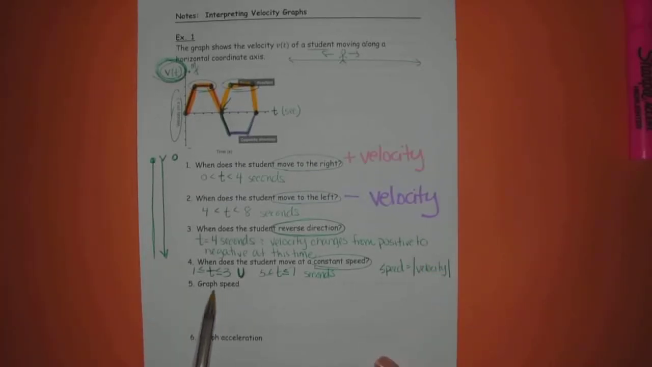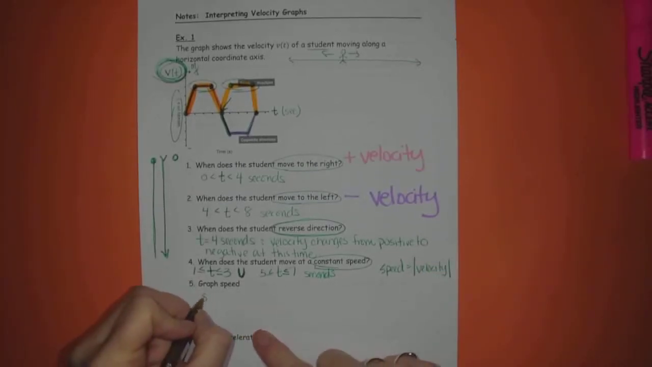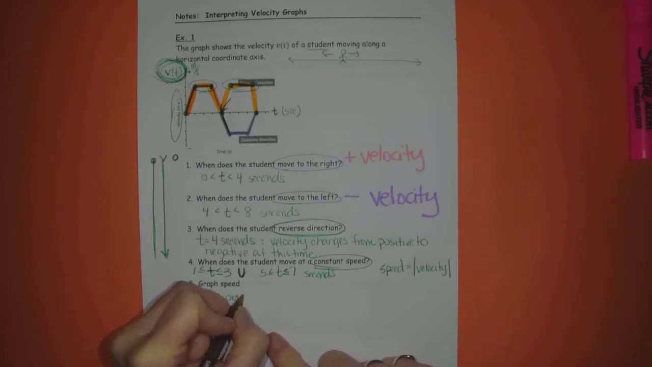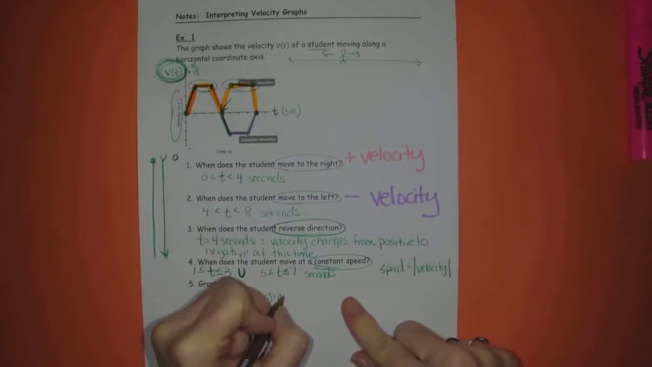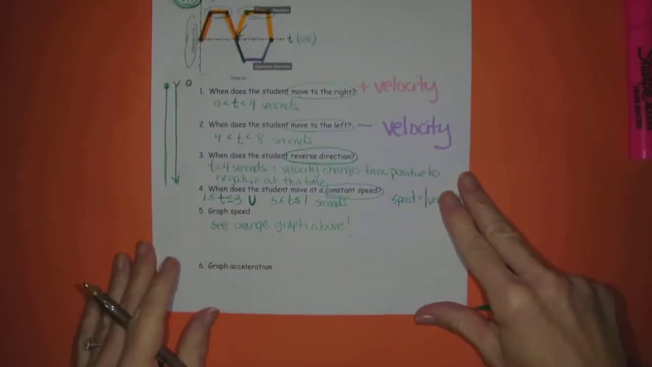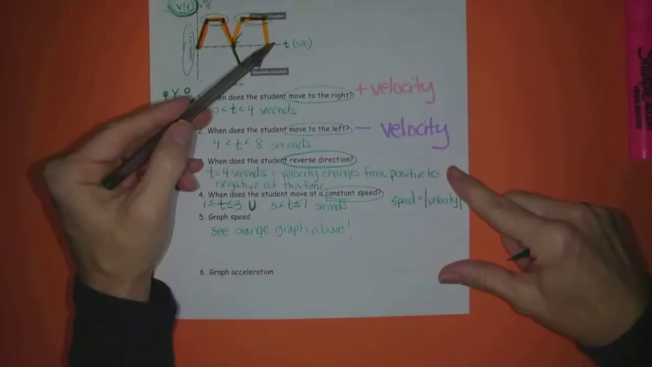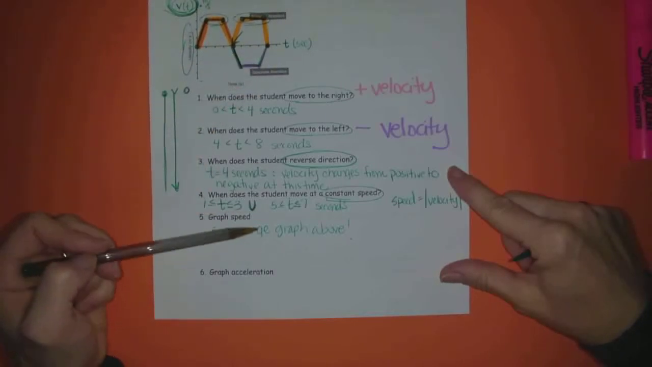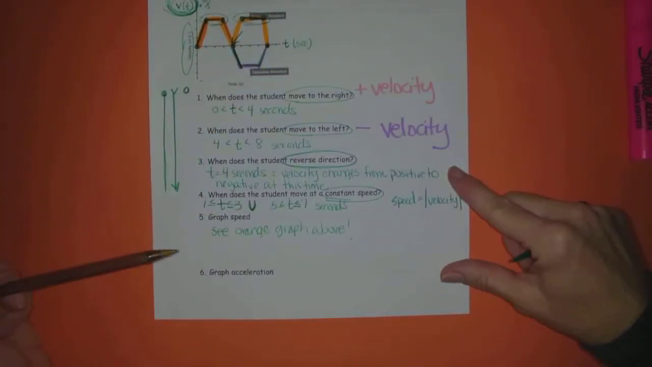Okay, then they're asking me to graph speed. Well, I'm just going to say see orange graph above, because I already graphed speed up there. So just see my orange graph, and if you want to grab some color, you can also recopy it down here. You can make a sketch, no problem.